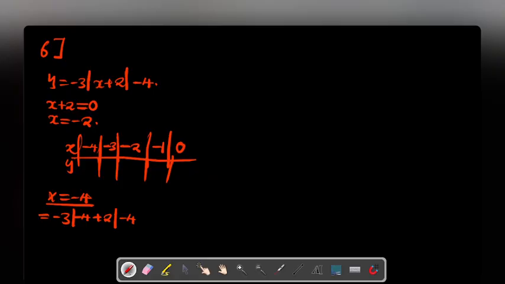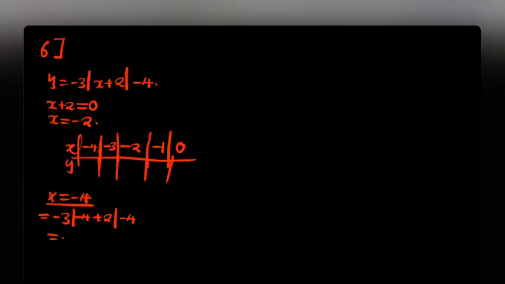Then after that, we have negative 3, then negative 4 plus 2. Negative 4 plus 2 will give us negative 2, then minus 4. So now we have negative 3. We multiply this by the absolute value of negative 2, so this will be positive 2, minus 4. So this will give us negative 6 minus 4, which will give us negative 10. So here we have negative 10 as the value of y.